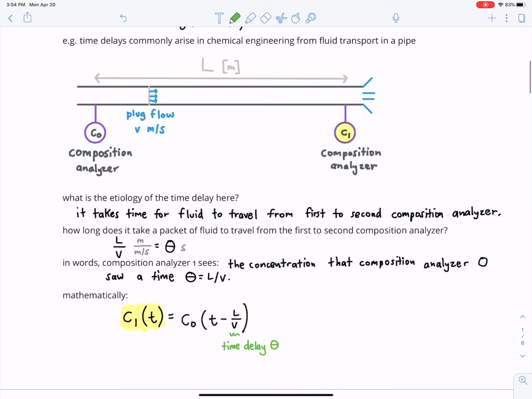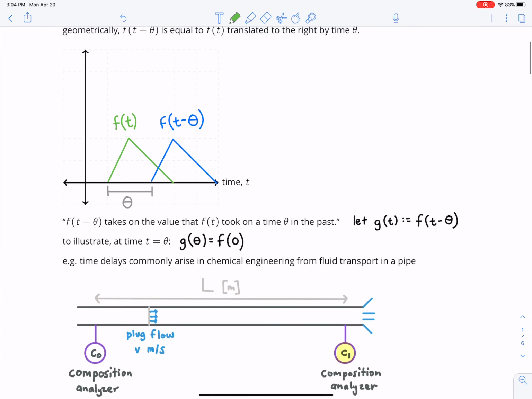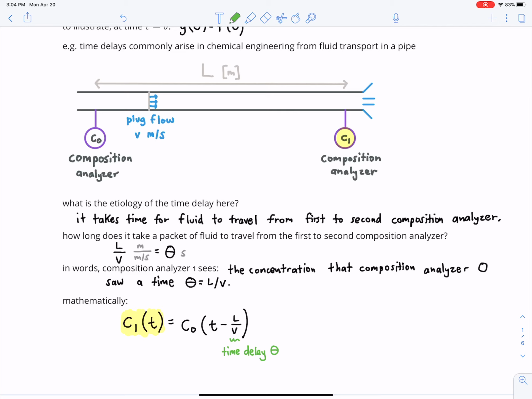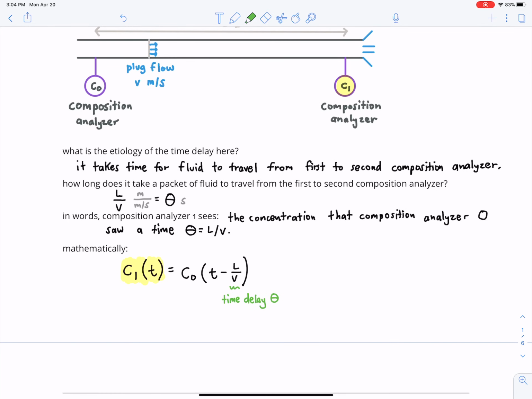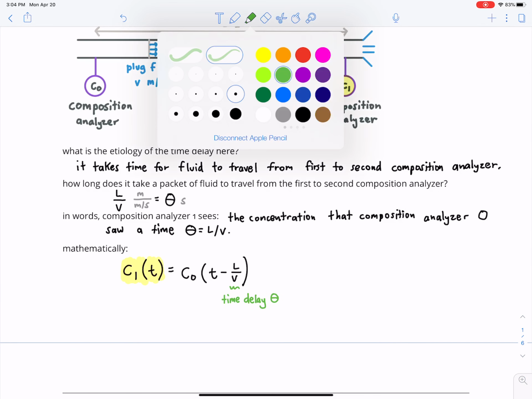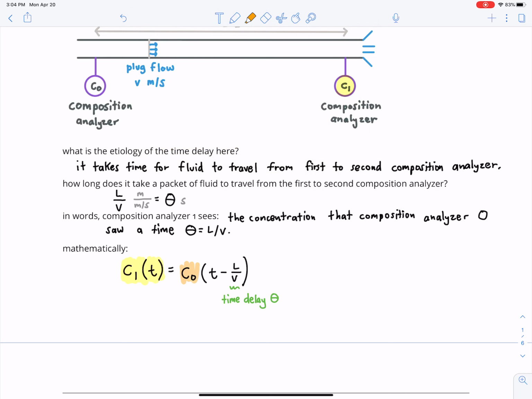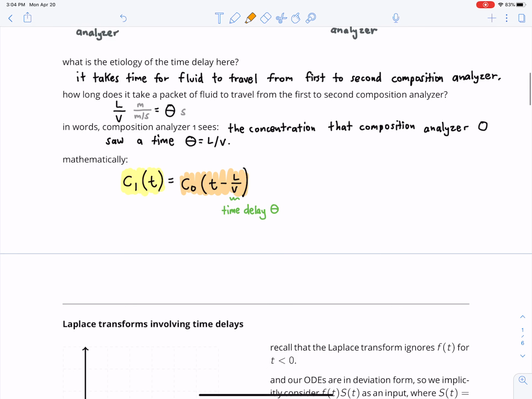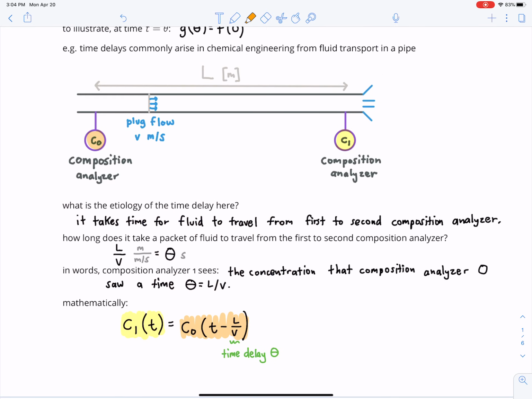Right? And so basically C1 takes on the value that C0 took on a time theta ago, which makes sense, right? And I'll highlight this with a different color. Right here, right? So that's a very straightforward example of a time delay.